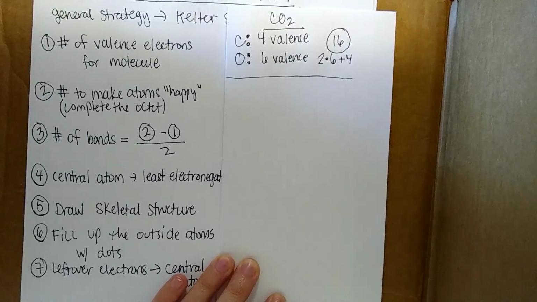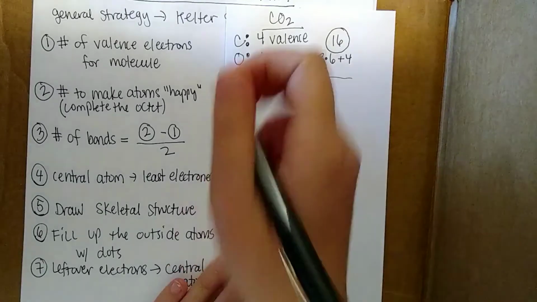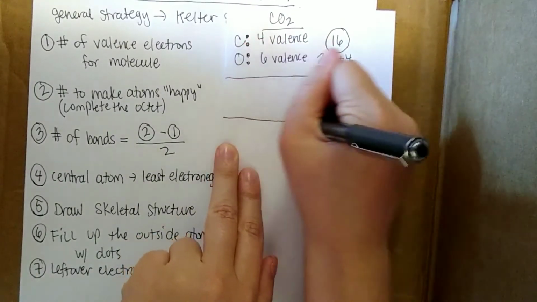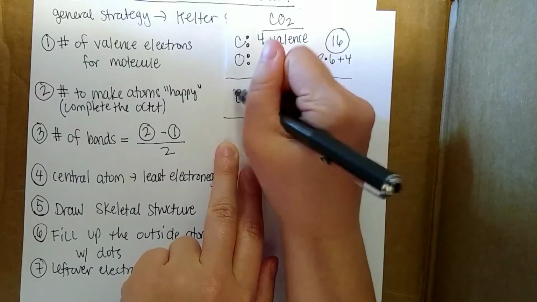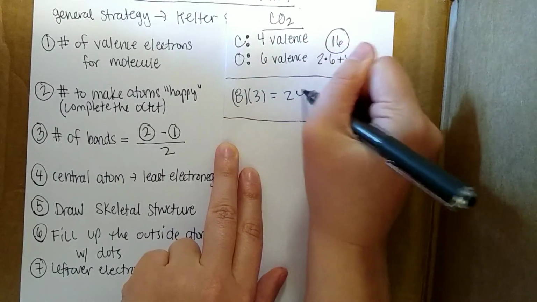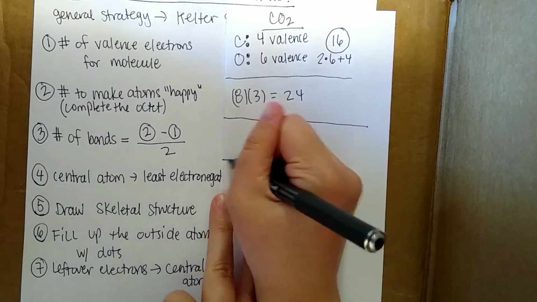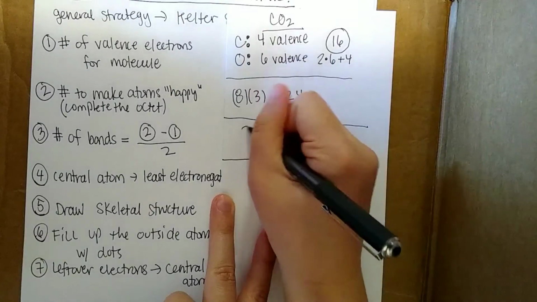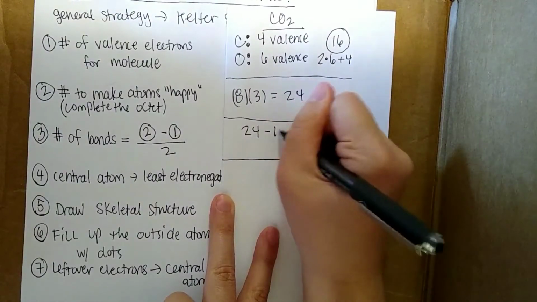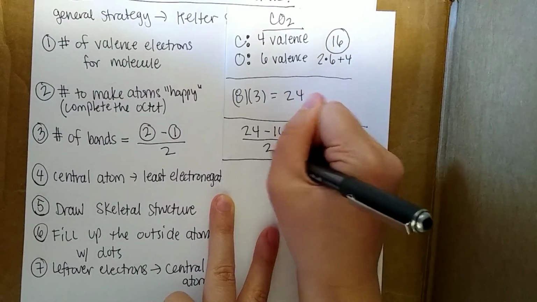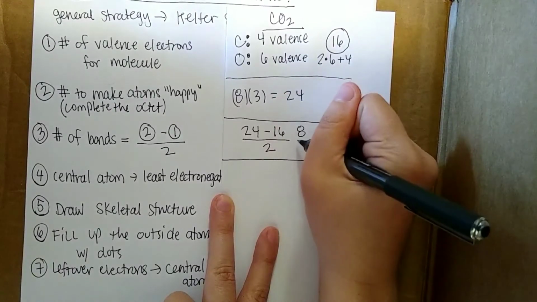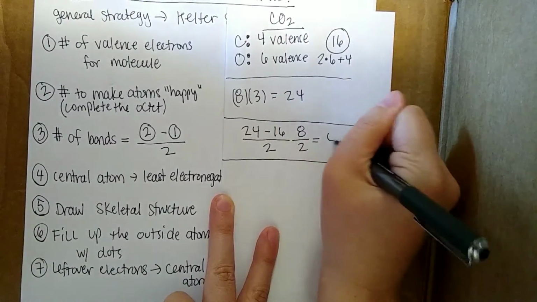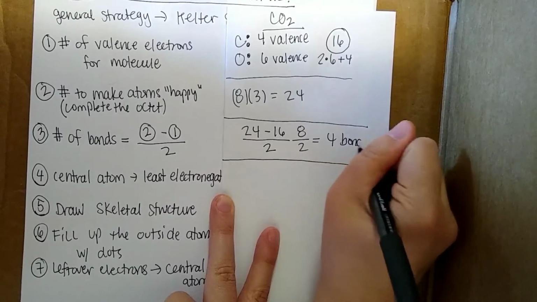Next, we need to figure out how to make the atoms happy. Once again, each one of these atoms wants to have an octet. So in step 2, we're looking at 8 times 3, which is 24. Next, we're going to figure out the number of bonds, which once again is we take step 2, which is 24, minus step 1, which is 16, and divide the whole thing by 2. So we're looking at 8 over 2. So our molecule is going to have 4 bonds total.